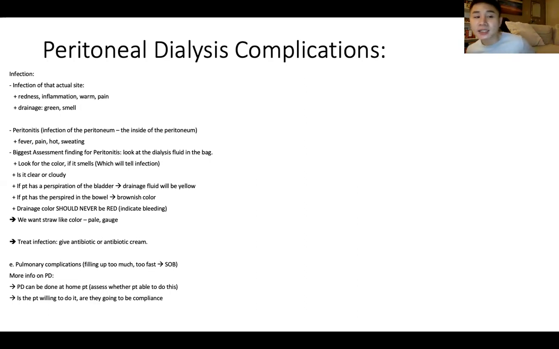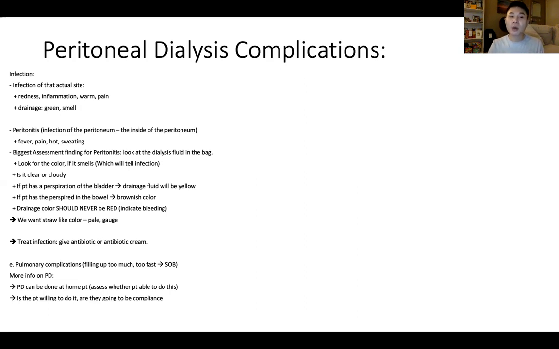If the patient has a perforation in the bowel, meaning that instead of puncturing the bladder, it's punctured the bowel, the color will be brownish. The drainage color should never be red, because it indicates internal bleeding. We want a color that is straw-like, pale, and light. How to treat infection? Of course, we give them antibiotics or antibiotic cream.